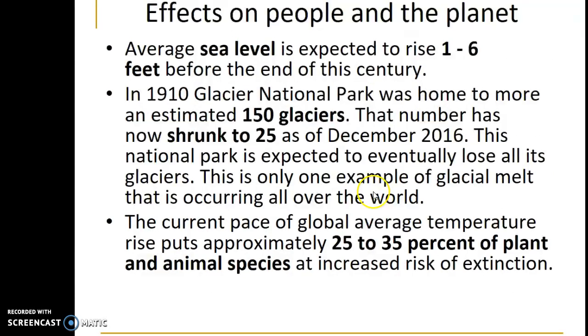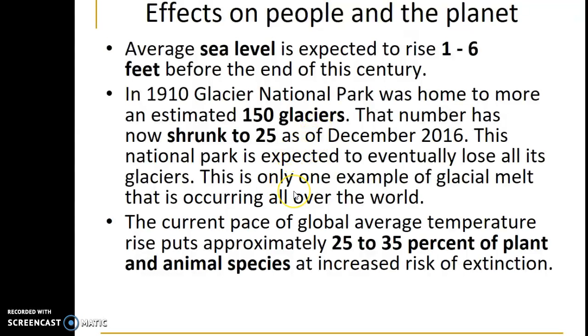The average sea level is expected to rise 1 to 6 feet. If it rises that much, we will lose much of the coastline that we have come to enjoy with the beaches and that kind of stuff. So that's just convenience for us, but there's a lot of money to be lost, and small islands will disappear. In 1910, Glacier National Park had 150 glaciers, and that number has shrunk to 25 as of a couple years ago, and fairly soon, it's expected to lose all of the glaciers.